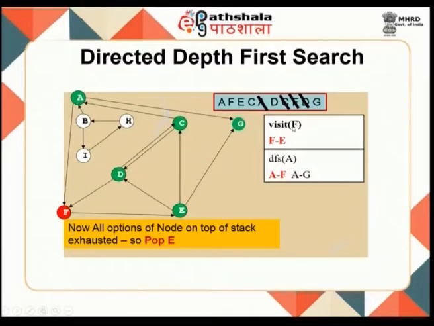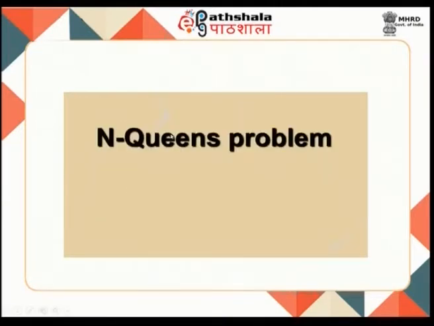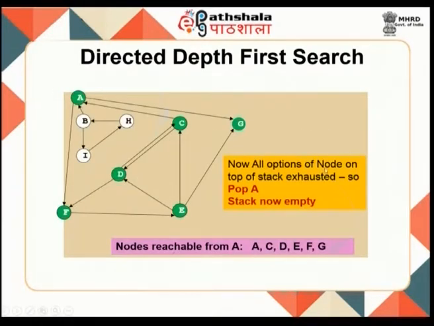And then I visit F, but F is an option which I have already seen. So, I do not need that, and AG is already seen. So, that also I do not need. So, now comes my final one. Now all the nodes have been considered. Now all options of the node on top of the stack are exhausted. So, I pop A and the stack is now empty.